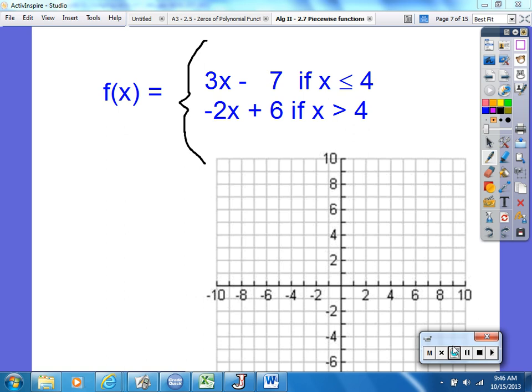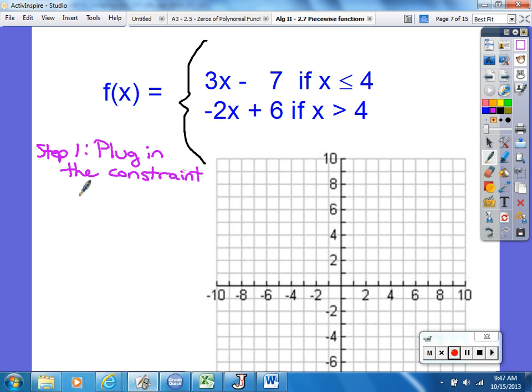So this is actually where you're going to have 2 different pieces going in different ways on the graph. So we're going to give you some different steps to help you out. So this time, instead of you writing a note to your future self, I'm actually writing notes right now to your future self. So step 1, plug in the constraint numbers to the function.